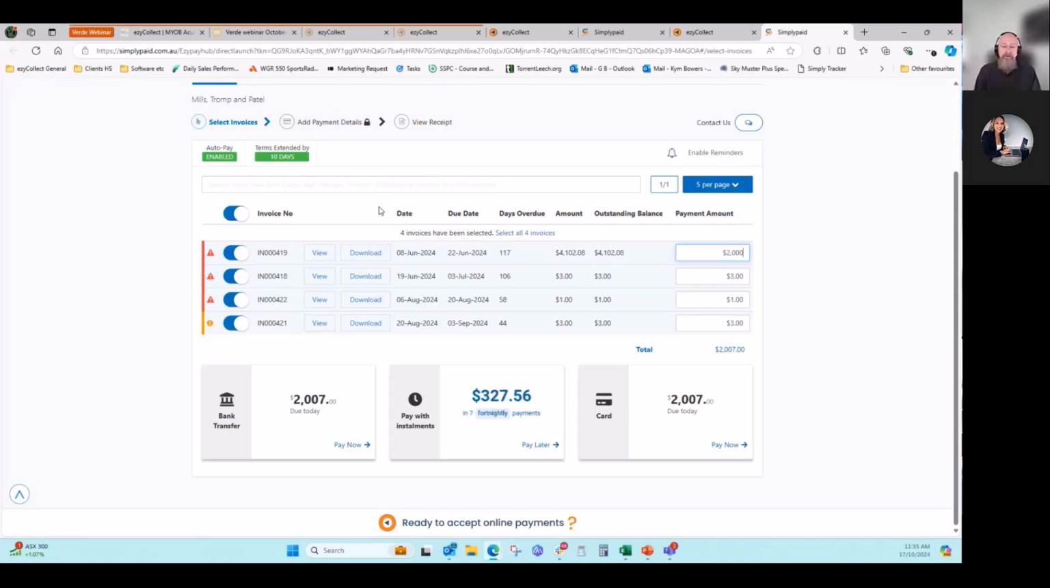There is no intermediary. There's no intermediary transferring of funds. It goes point to point. So it doesn't go into an ezyCollect account and then we move it to you. It's point to point. It's their account to your account.